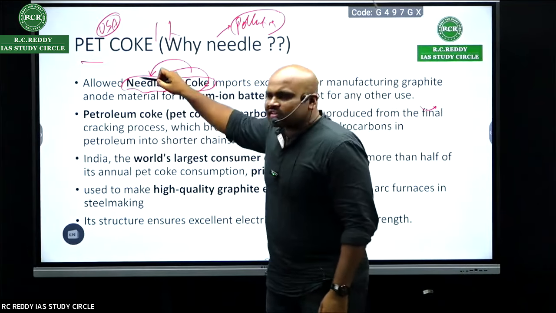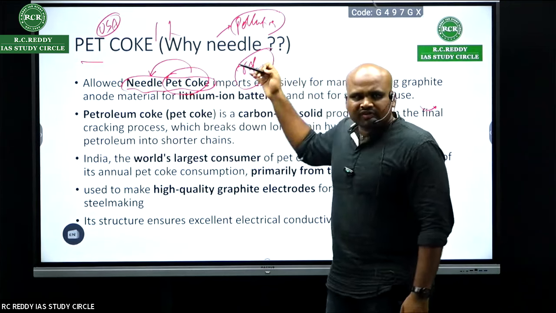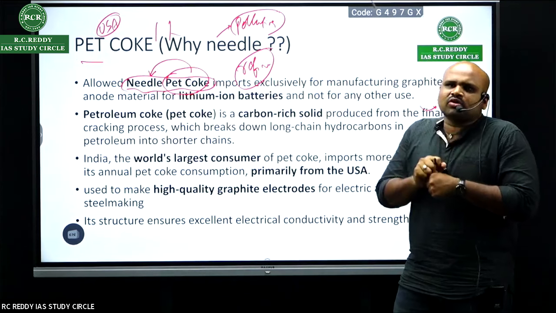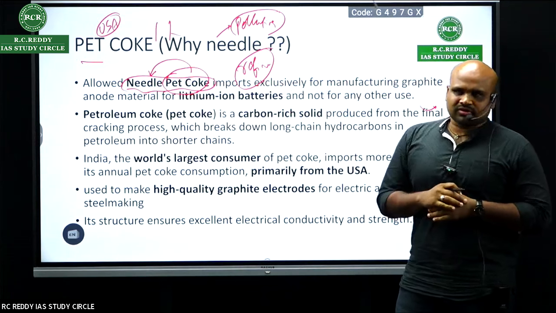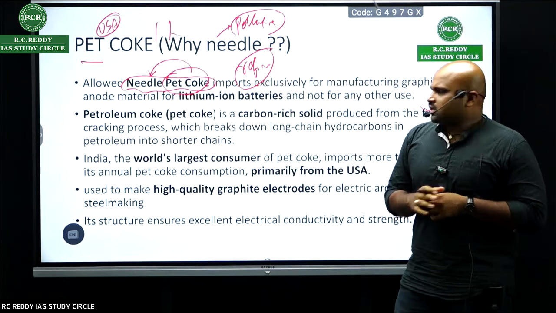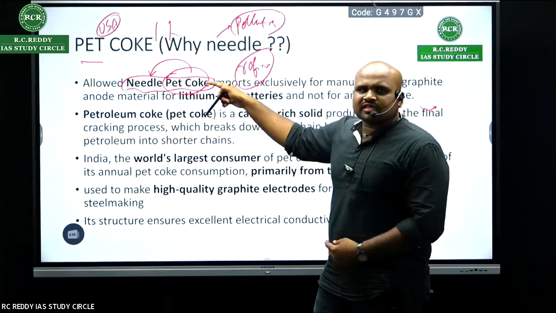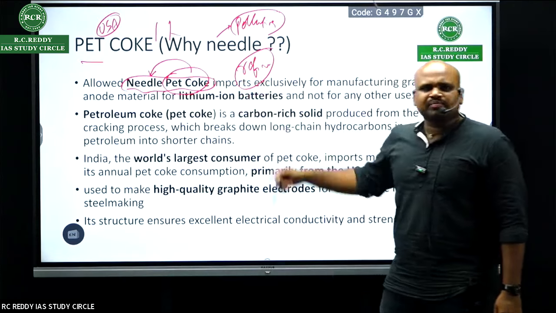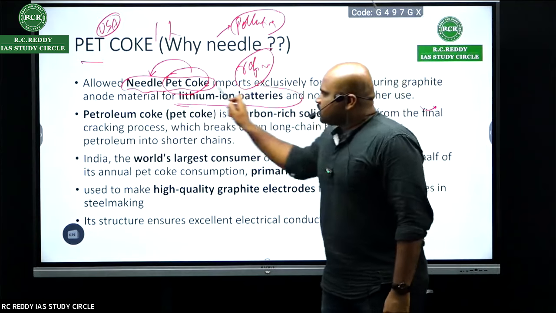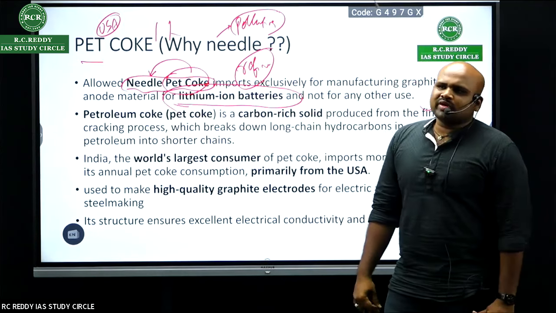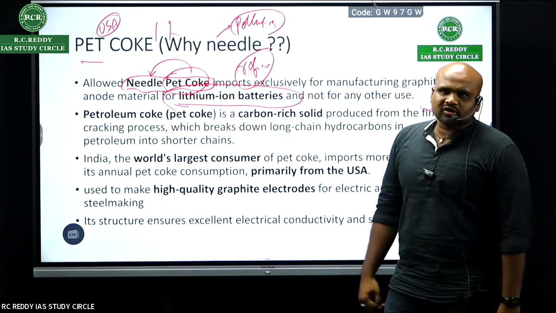And where are we having these needle-like structures? They are present somewhere in the refinery, and when I extract this pet coke from needle-like structures, I call it needle pet coke. When they talked about giving permission for the import of needle pet coke, they gave it only for one application, that is for lithium ion batteries. Making the anode material in lithium ion batteries is the one fundamental application they have gone for.